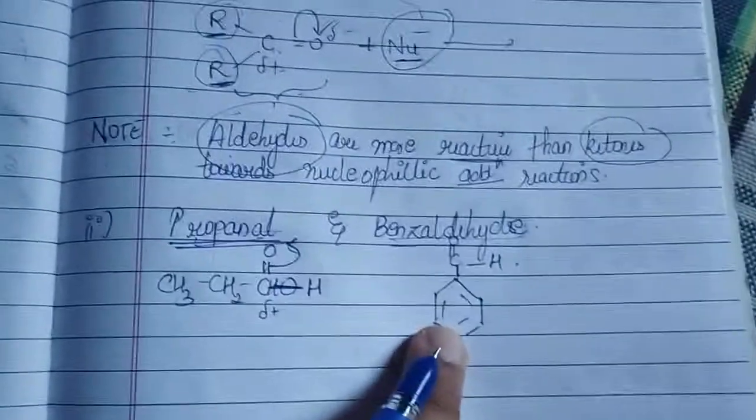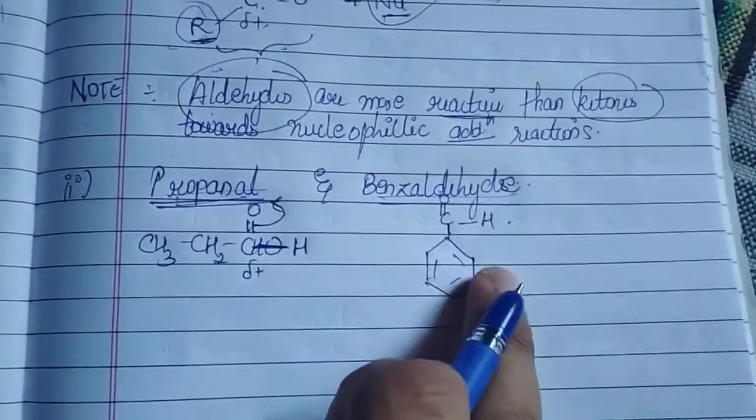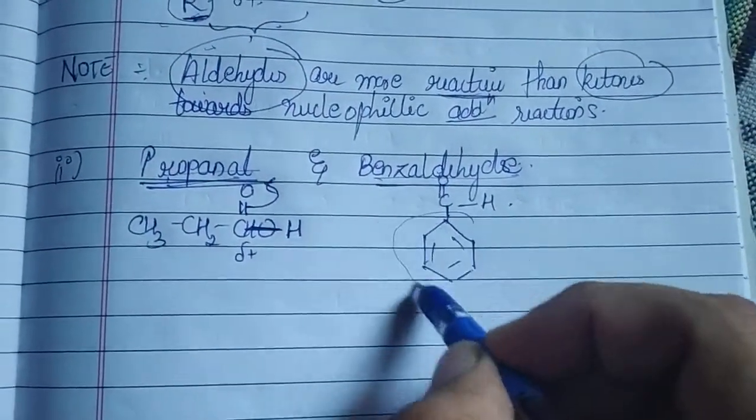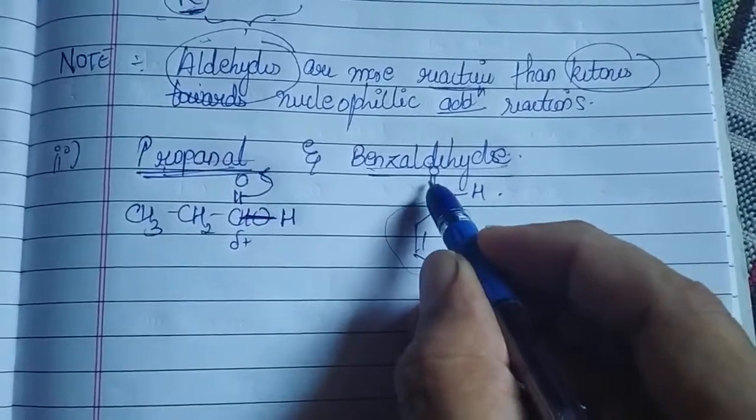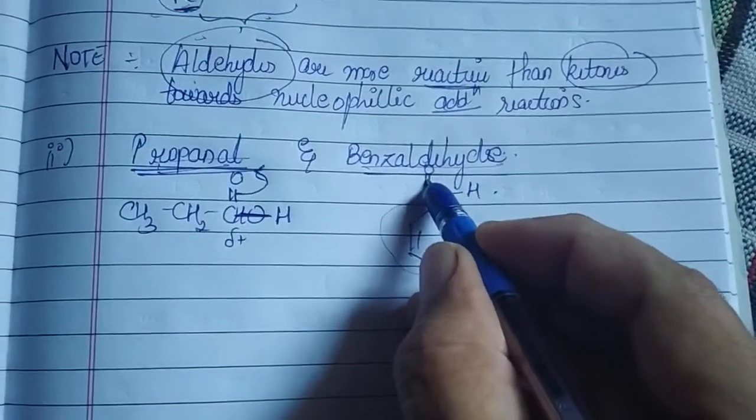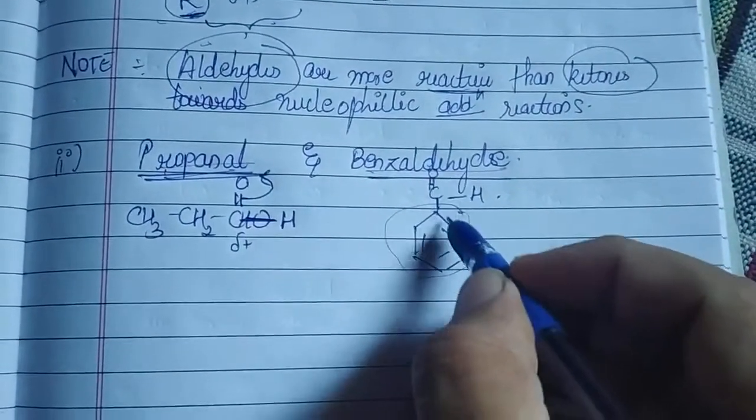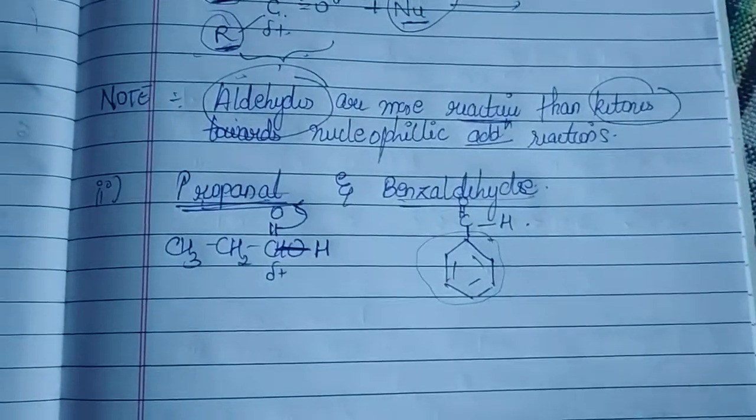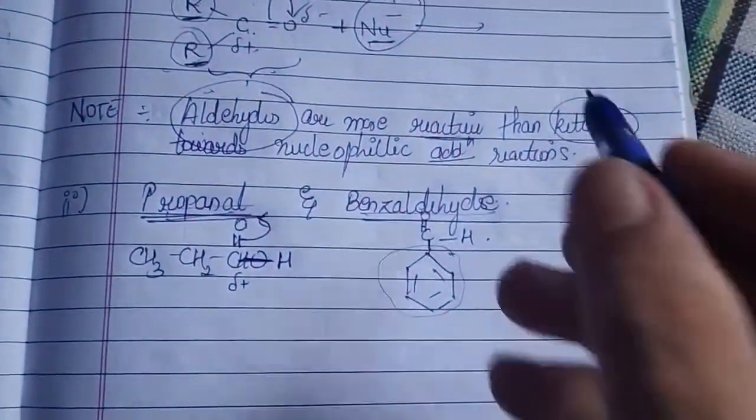But in benzaldehyde, remember, it is not so easy. Why? Because this phenyl ring, what it will try to do, instead of this pi electron being taken by oxygen, the benzene ring is having the higher potential to take the pi electrons towards itself.